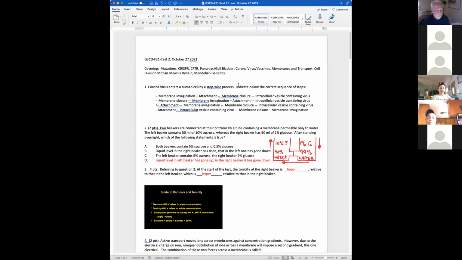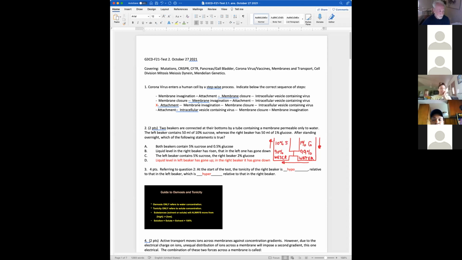So here's sort of a rough representation of test 2. I'll go over the questions one at a time. First one is about coronavirus and how it gets into a cell.